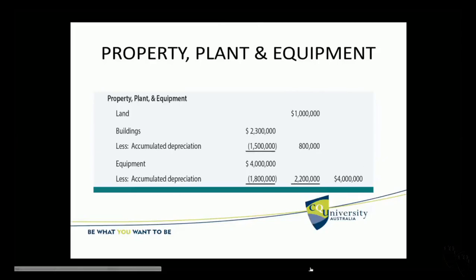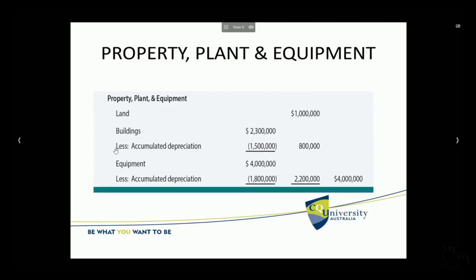Now, this is a very basic and detailed view of the disclosure on the balance sheet. I just want to point it out, and I will refer back to it in another slide later. Generally, on the balance sheet, under non-current assets, you will see some sort of disclosure similar to this. So property, plant and equipment: we've got land here at its cost. We have buildings here also at its cost, and we have equipment here also at its cost.